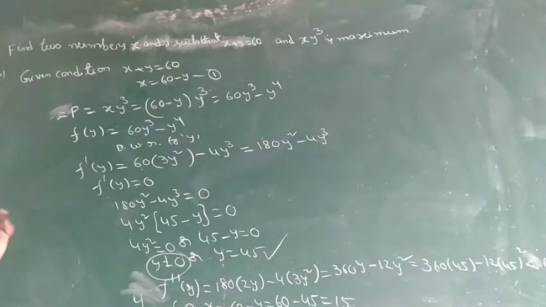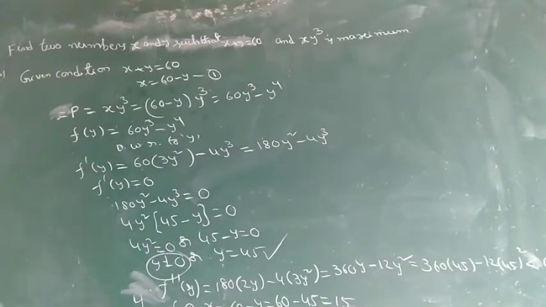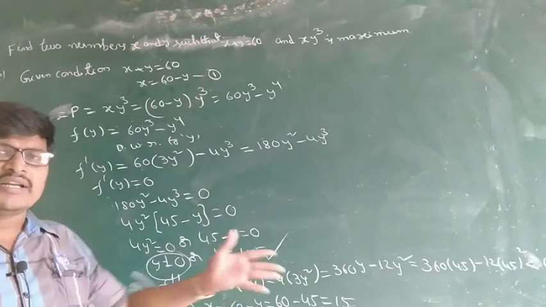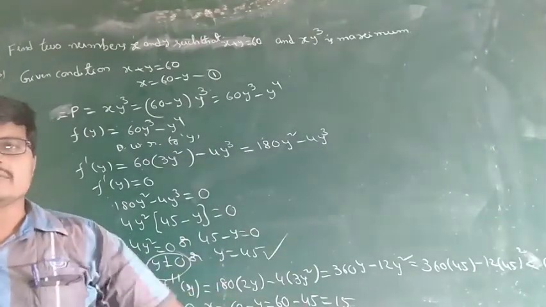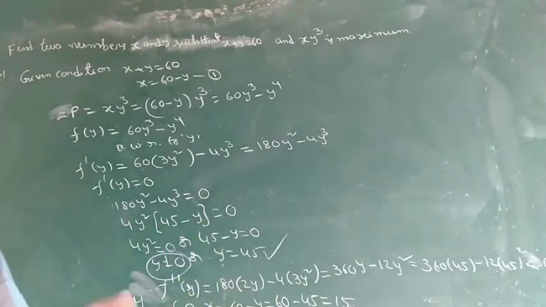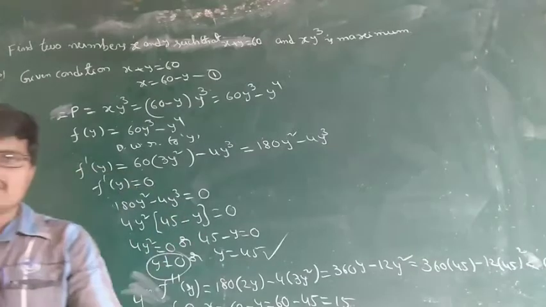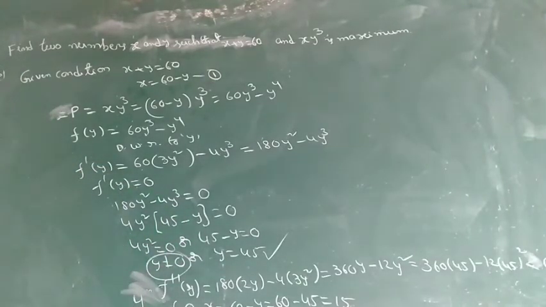You can solve and calculate either way: first the x value and next the y value, otherwise first the y value and next the x value. So any one is correct. First x value, next y value, or first y value, next x value. Okay, you can calculate any type.